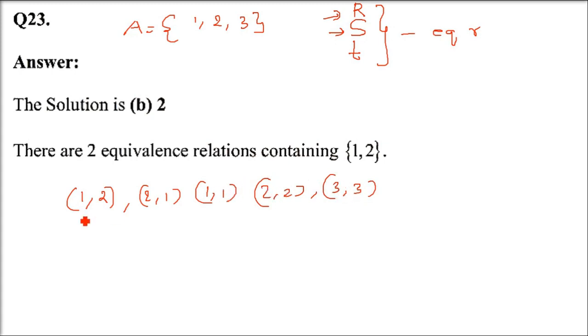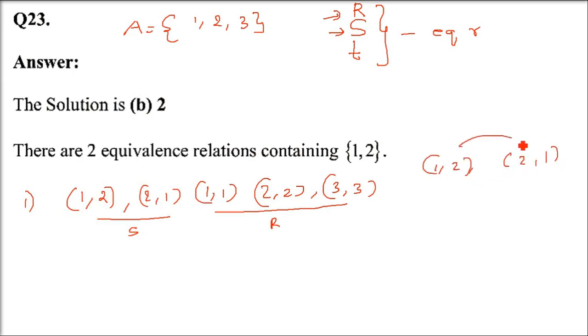So now it is reflexive and symmetric. Since (1,2) and (2,1) are there, first we took symmetric (1,2), (2,1), and reflexive (1,1), (2,2), (3,3). So now (1,2) is there, (2,1) is there, and (1,1) should be there. (1,1) is there. That means this relation is an equivalence relation. Can we find another relation that is also an equivalence relation?